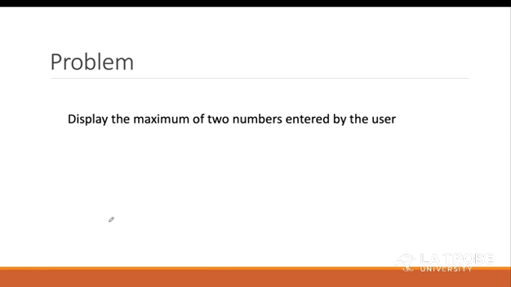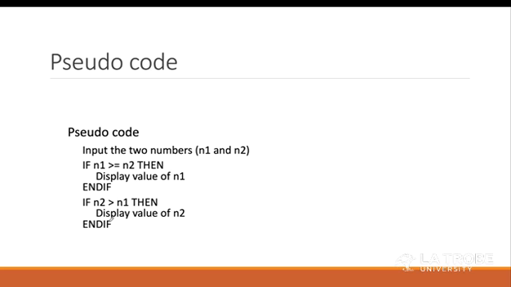Now, next we have one more problem to look into. Display the maximum of two numbers entered by the user. So you are asking the user to enter two numbers and then you are finding the maximum out of them. The pseudocode that we have here is to input the numbers from the user, and we will call them n1 and n2. If n1 is greater than or equal to n2, that means n1 is maximum, then we'll display the value of n1. And if n2 is greater than n1, then we'll display the value of n2.